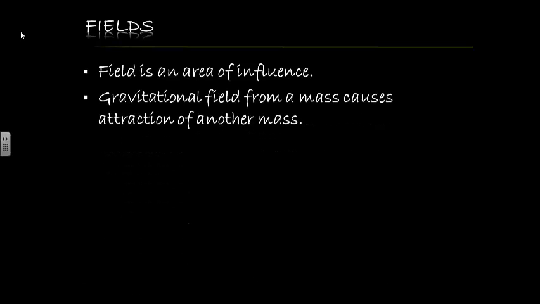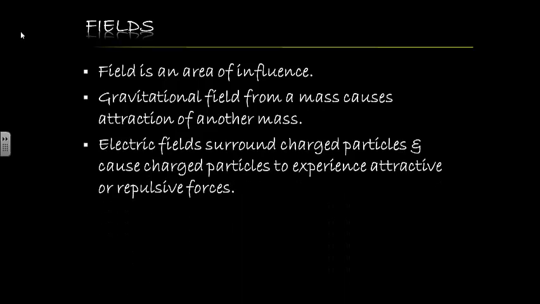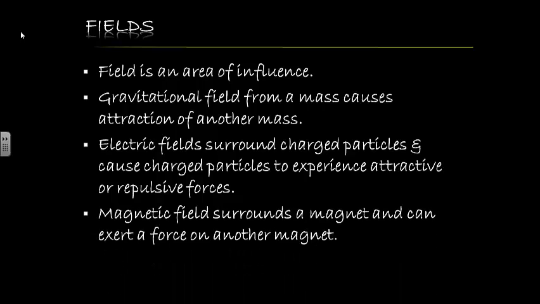gravitational fields where we know, say, the Earth's mass creates a field around it where it causes an attraction of another mass. Then we can have electric fields that surround charged particles and can cause charged particles to experience either repulsive or attractive forces. And the one we're going to focus on today is a magnetic field. And a magnetic field is an area of influence that surrounds a magnet, and then it can exert a force on another magnet if another magnet comes in close proximity to it.